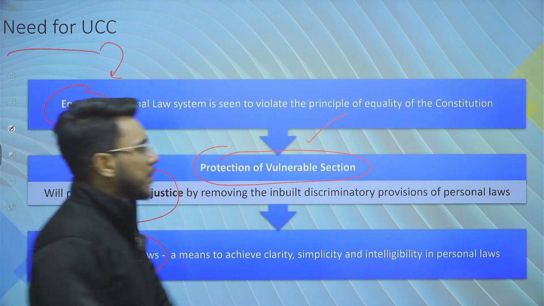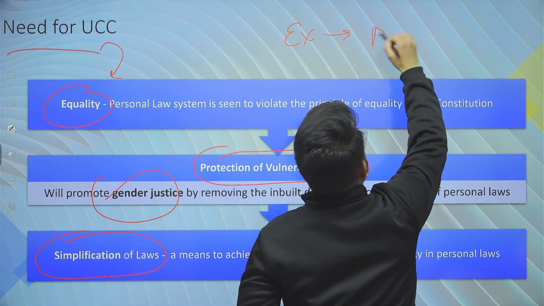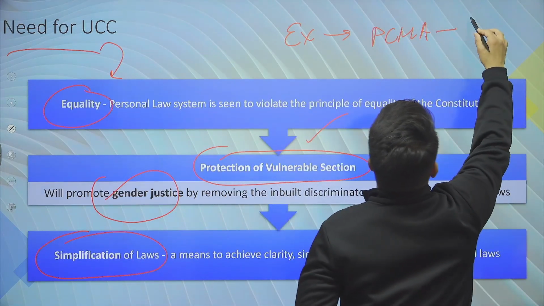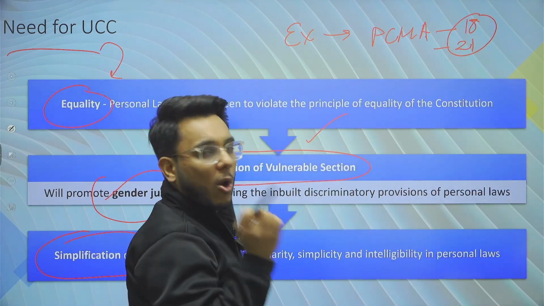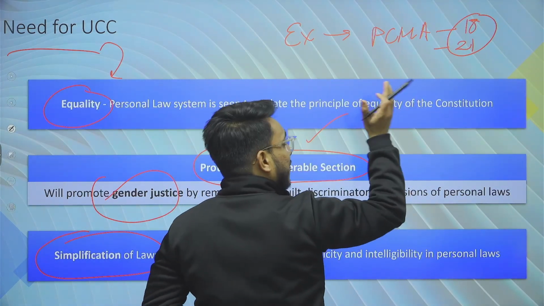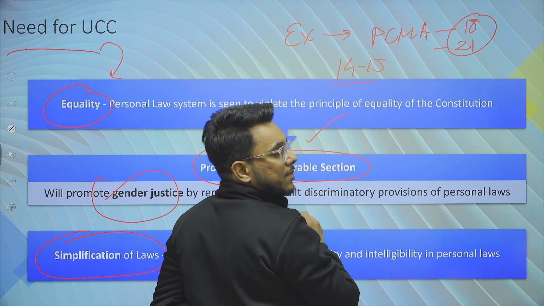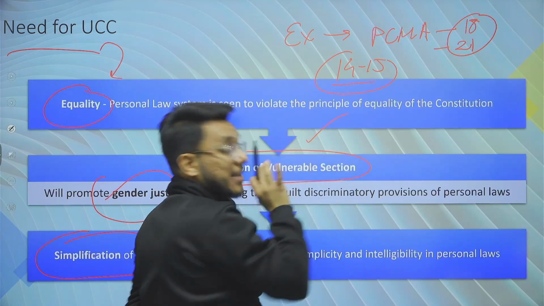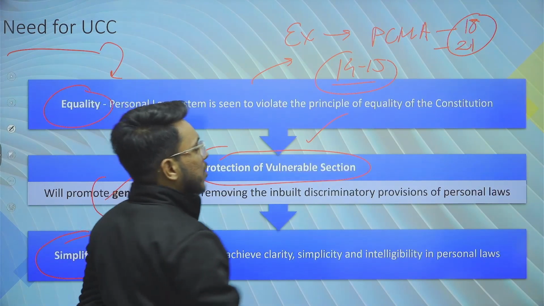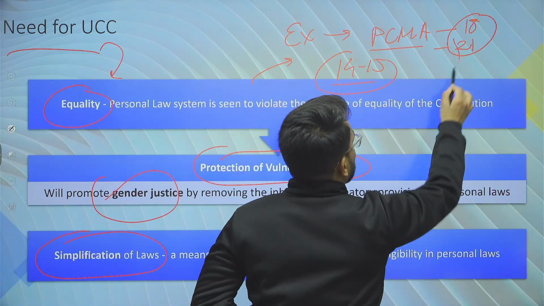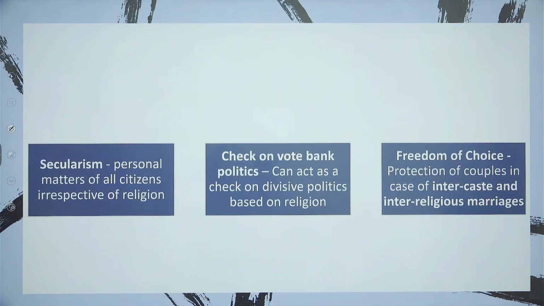I'll give you one example. When we talk about the age of marriage, as per the Prohibition of Child Marriage Act, girls can be married at the age of 18 and boys at the age of 21. But Muslim personal law provides that women can marry once they attain puberty, and a woman attains puberty at the age of 14 to 15 years. So the personal law of Muslims allows women to get married at 14 to 15, but the Prohibition of Child Marriage Act provides that they can marry at the age of 18. So a conflict is coming. Okay, so all these are issues.